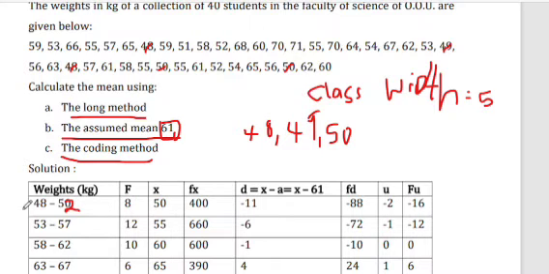How is it 5? Let me count again. 48, 49, 50, 51, 52. So if we count, you have 1, 2, 3, 4, 5. If you do the same for this, you're going to have 53. I'm counting this number and this with it. 53, 54, 55, 56, 57. That's 5 numbers. So the class width each is 5.